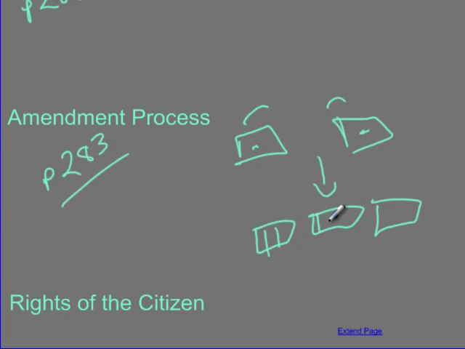So what you're looking at with the amendments is that as society changes, like when we want to have women voting, we can add the 19th Amendment by following the amendment process. The Constitution is not a stagnant document. We can add to it if we want to, and page 283 kind of walks you through that.